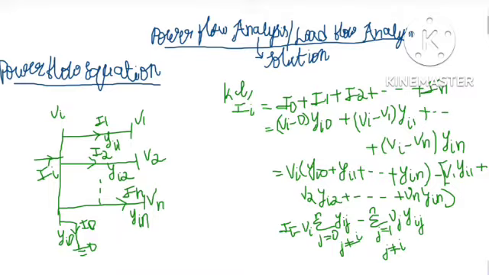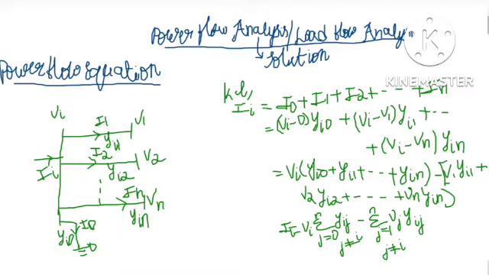Let us consider this. Here we have a bus, the ith bus, and the voltage across this bus is Vi. Then it is connected to bus 1 with the voltage V1, and the current through this is I1. The admittance is yi1, since it is connected between the ith bus and the first bus.